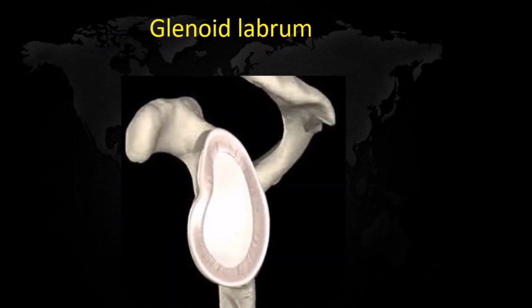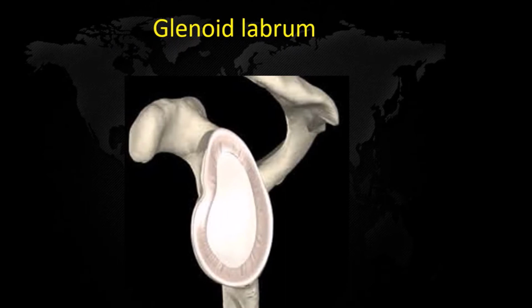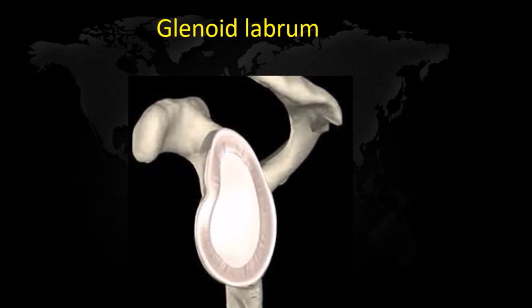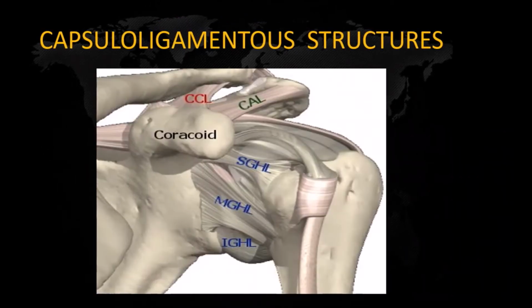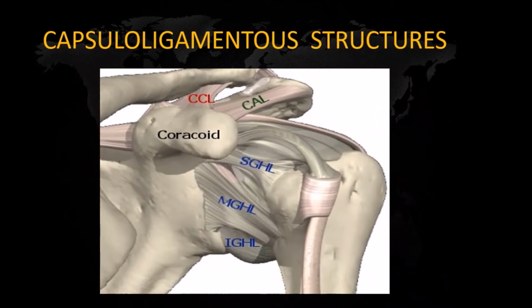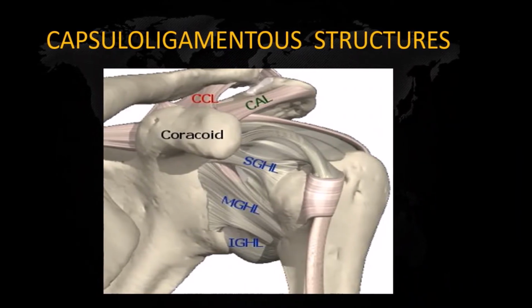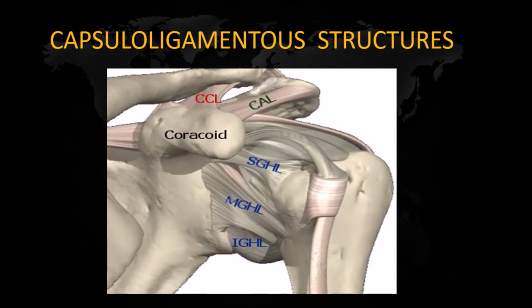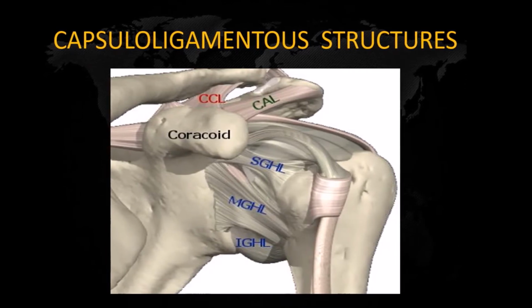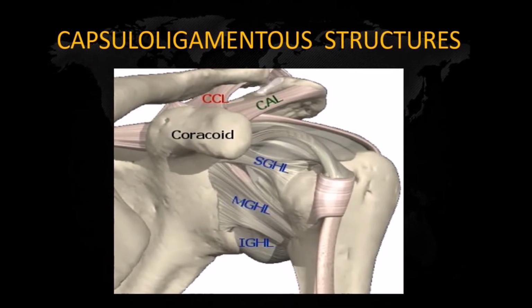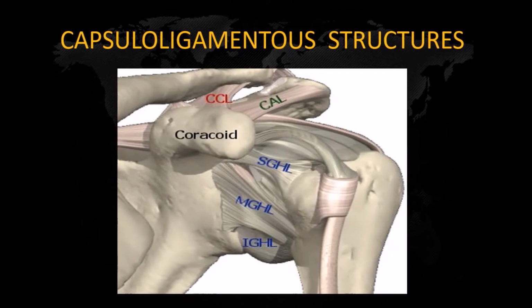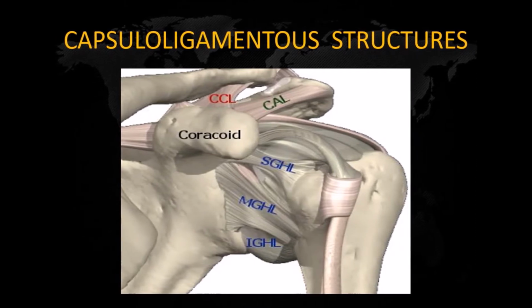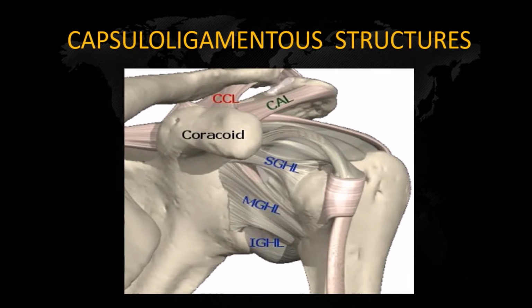The glenoid labrum deepens the socket of the glenoid fossa, thereby providing more stability to the glenohumeral joint. The capsular ligamentous structures, including the coracohumeral ligament, superior glenohumeral ligament, middle glenohumeral ligament, and inferior glenohumeral ligament, merge with the capsule, thus providing static stability to the glenohumeral joint.